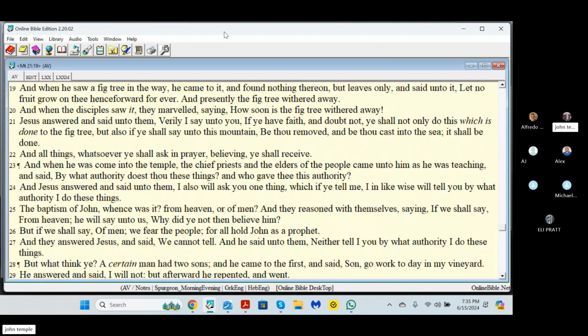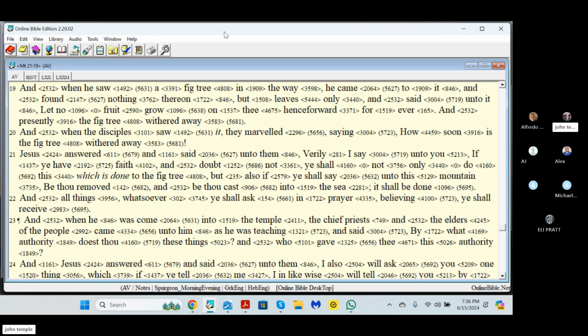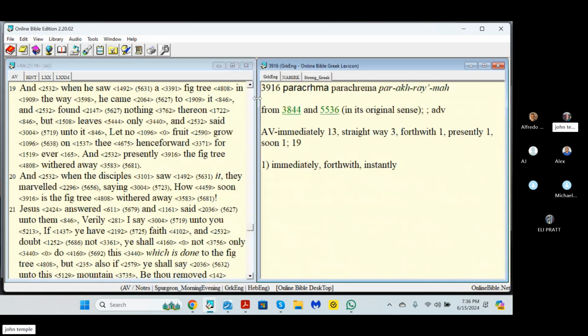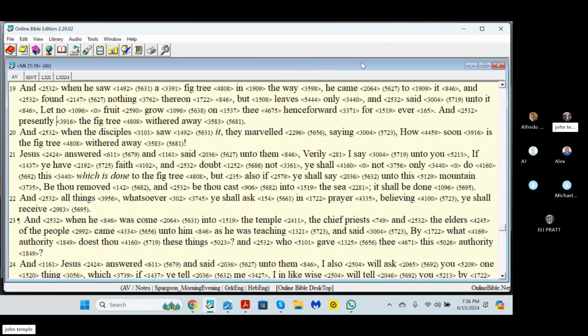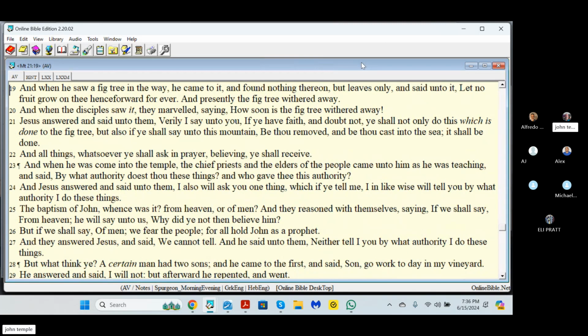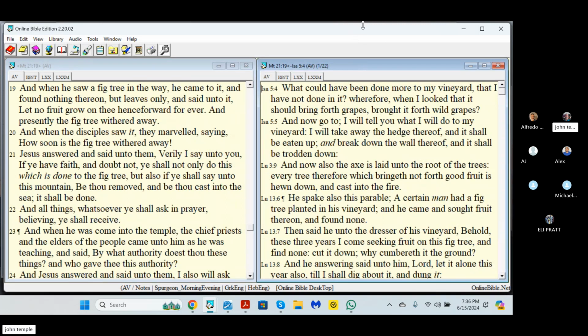When he saw a fig tree in the way, he came to it and found nothing on it but leaves only. And he said unto it, let no fruit grow on thee henceforward. And presently the fig tree withered away. So one of them has that they went away and came back, and they saw that it was withered. But this one says parachrema, immediately. So you have to look at that when you look at all the other synoptic gospels. And let me see if I can get this here.